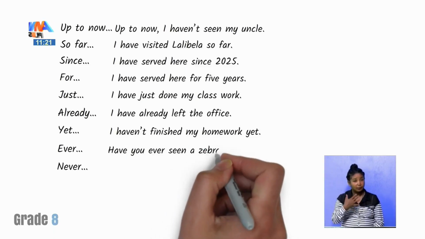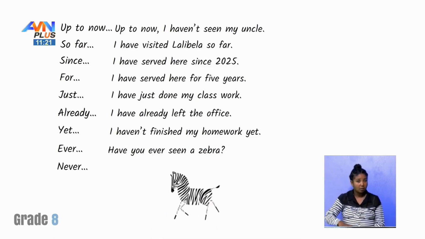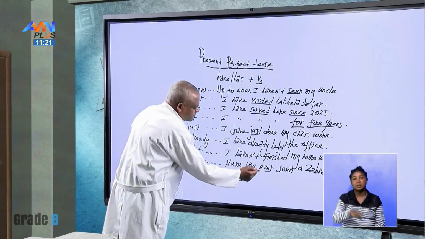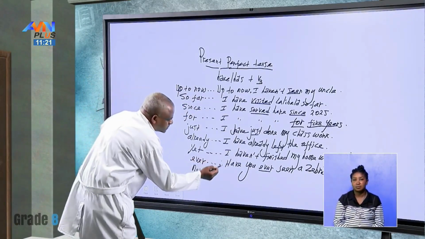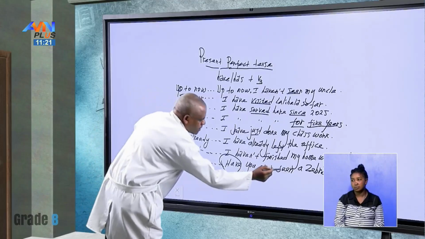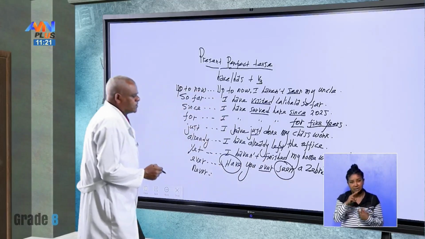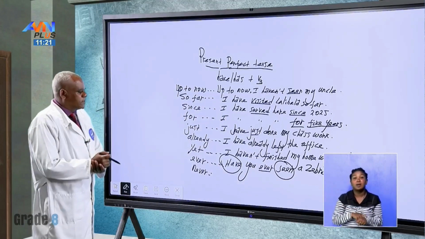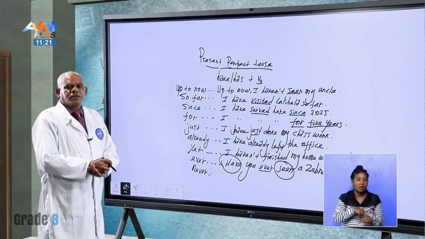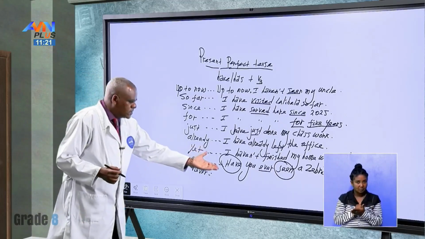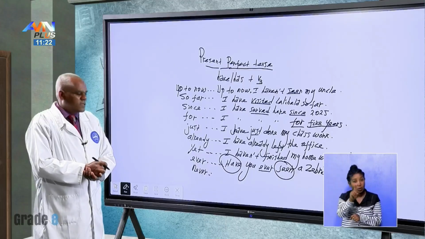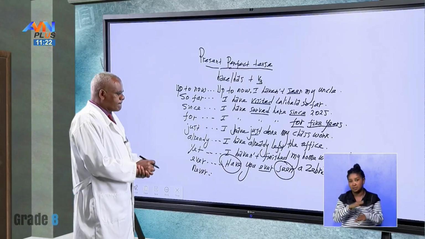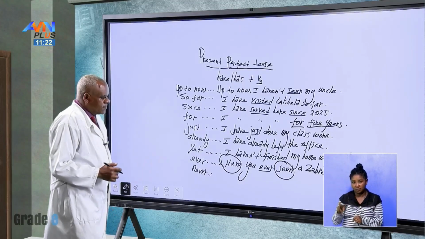Have you ever seen a zebra? Ever is, of course, still present perfect tense. Here it is, here you have seen. So most of the time, ever is an adverb of time, which helps us when we are making questions in the case of present perfect tense. Good, let's go on. Never.